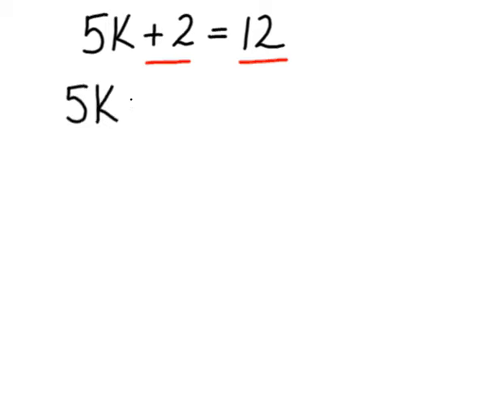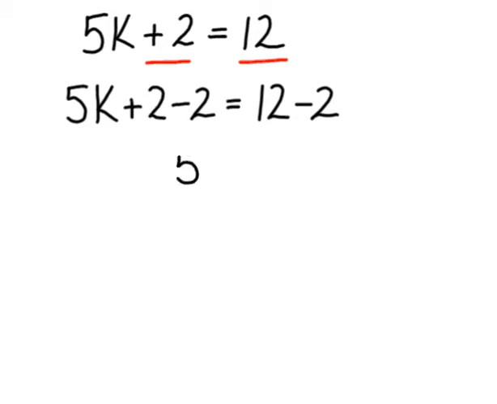So what happens is that becomes 5k plus 2, and then we're going to subtract 2, equals 12 subtract 2. Now the great thing is the 2 minus 2 obviously cancels off, and we're left with 5k on the left-hand side. 12 minus 2, or 12 subtract 2, turns into 10. So what we're left with is 5k equals 10. So 5 multiplied by k is the same as 10.